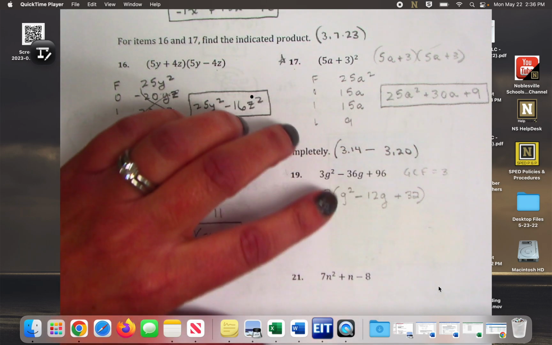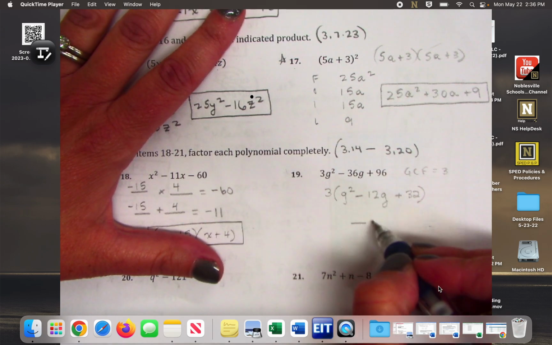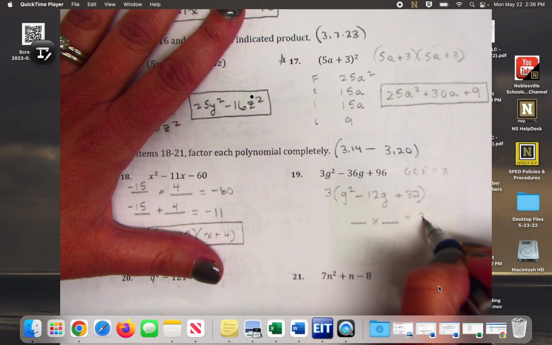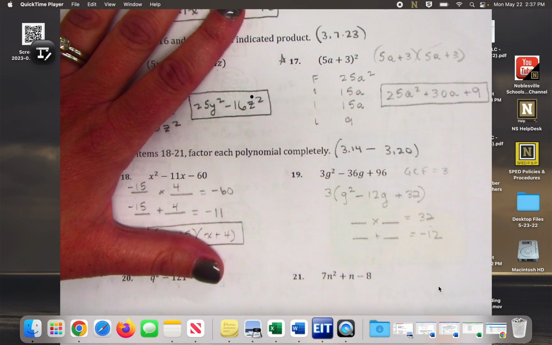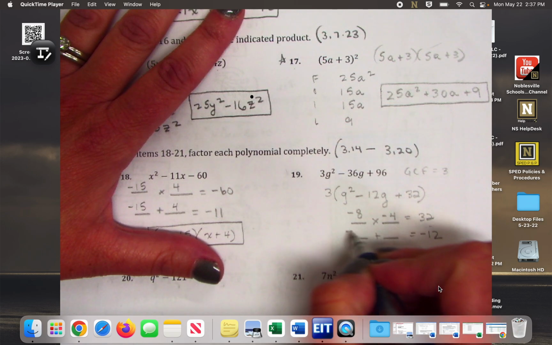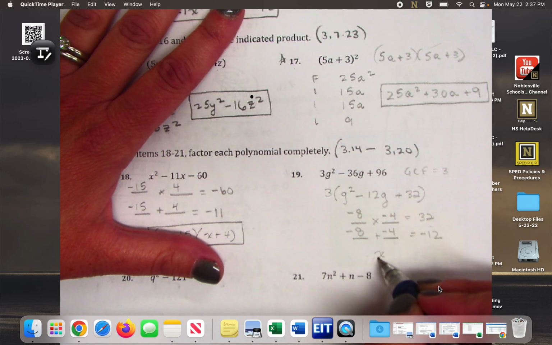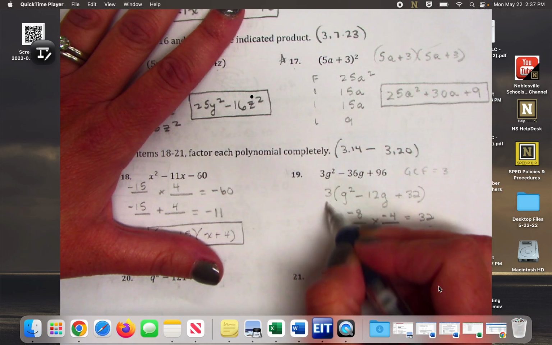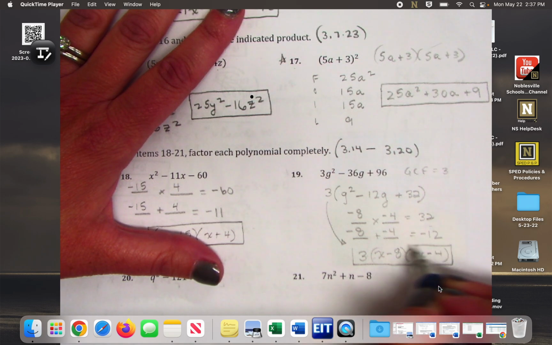And then now I'm going to ignore this 3 for a little bit. And I'm just going to say what times what equals 32. What plus what equals negative 12. So what you should have is negative 8 and negative 4. So you have x minus 8 times x minus 4. And then don't forget to bring the 3 down for your final answer.